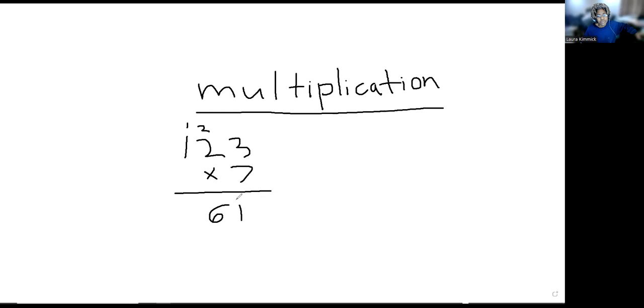Okay, 3 times 7 is 21. And put the 1 down and carry the 2. 2 times 7 is 14. And plus 2 is 16. Put the 6, carry the 1. 1 times 7 is 7, plus 1 is 8. It looks like 861. Let's see if I'm correct. I put it 7 times.